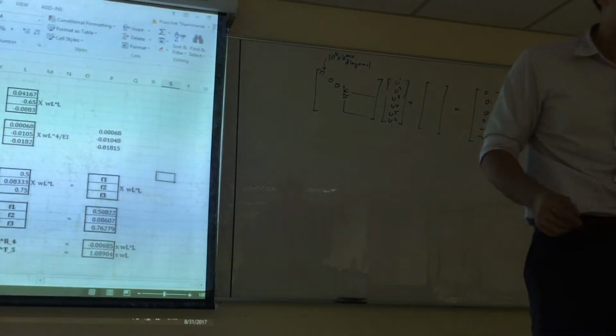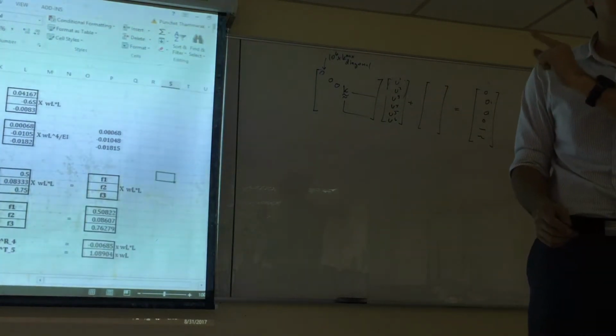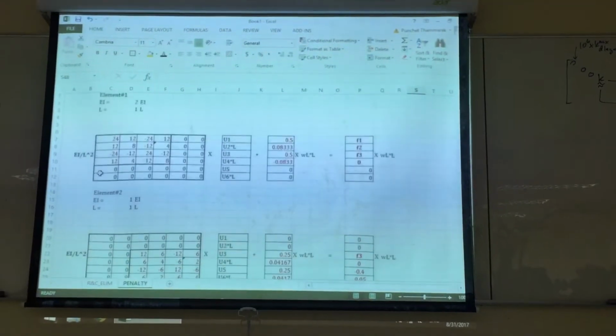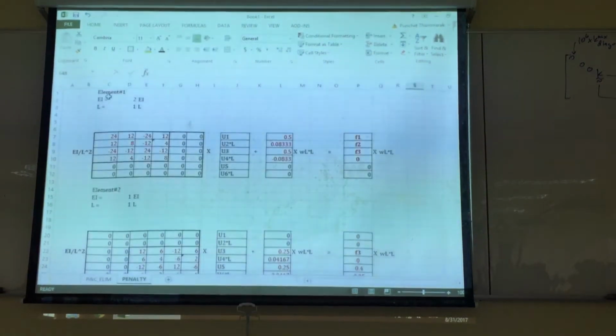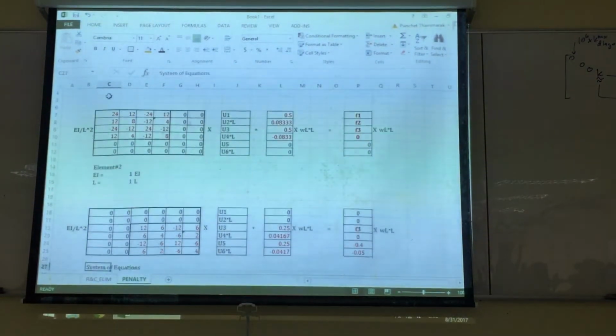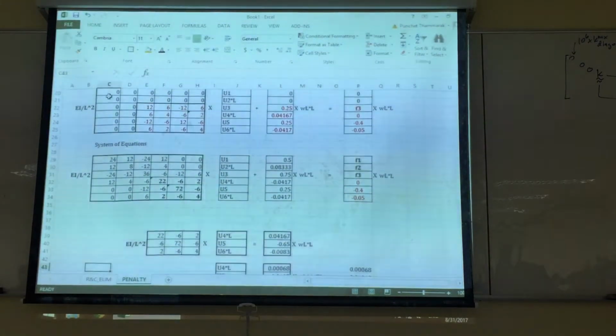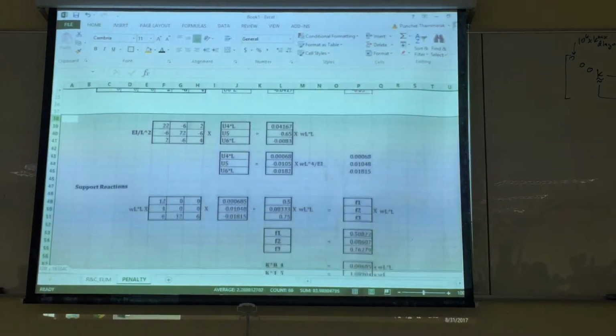So let's try the penalty method over here. It will be quick. I don't do this anymore. Element number 1, element number 2, assemble into the system of equations. We are at this point before we apply the scheme of row and column elimination or penalty. So over here, I will clean this off.